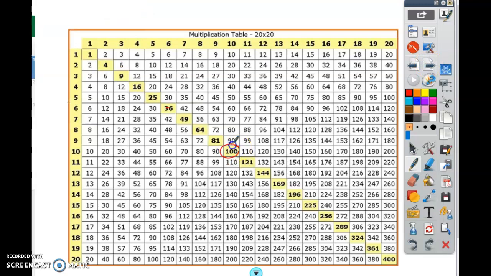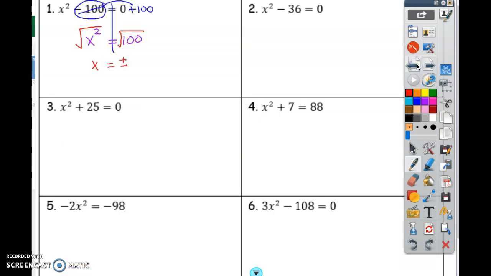Here's 100. It's 10, because 10 times 10 is 100. So plus or minus 10. That means x equals positive 10 and x equals negative 10. Okay? Do problem 2 by yourself. Pause the video, do problem number 2.